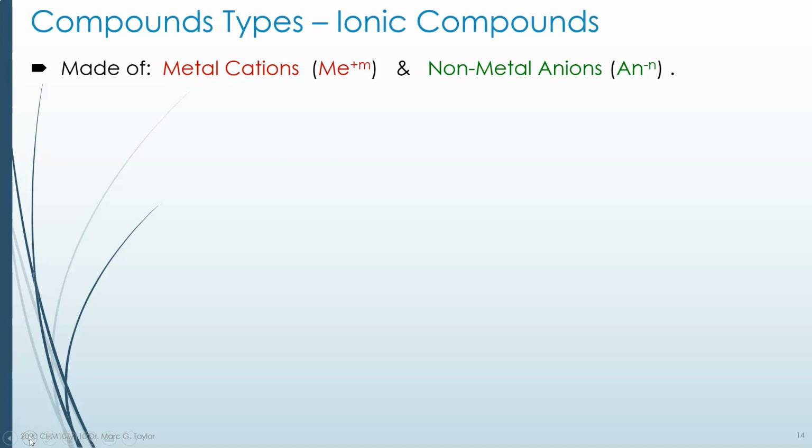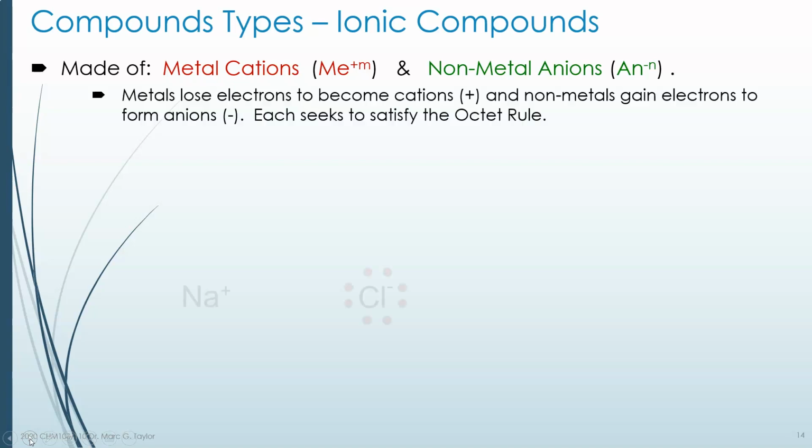The metals are pretty stable when they lose electrons and become cations, whereas nonmetals tend to want to gain electrons in order to satisfy the octet rule. Remember, they're over on the right side of the periodic table, so they want to gain electrons to be like noble gases, whereas the metals are on the left side, they want to lose electrons to be like noble gases.